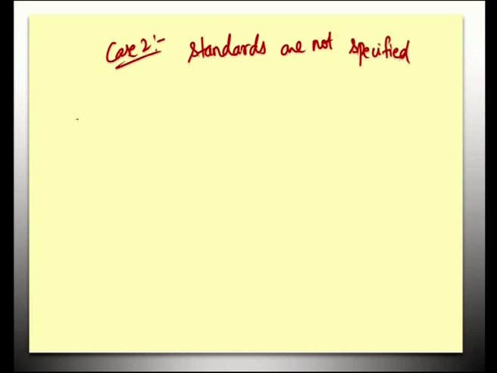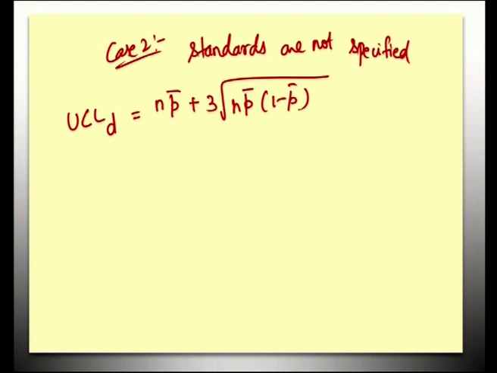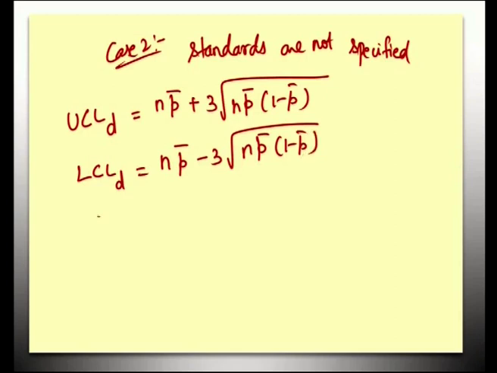then we have UCL of D is equal to N P bar plus 3 times root of N P bar into 1 minus P bar, and LCL of D is equal to N P bar minus 3 into root of N P bar into 1 minus P bar. So we have CL of D is N P bar. Whether standards are known or not known, CL remains the same, N P bar.